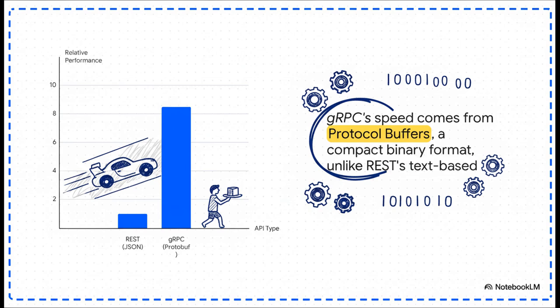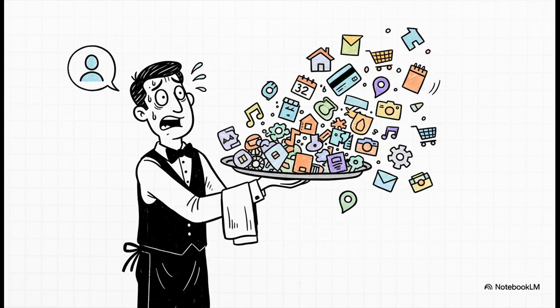It basically compresses data into a super compact binary format instead of the plain text that REST uses. Honestly, it's like the difference between sending a tiny zipped file versus mailing a huge handwritten letter. The efficiency is just on a completely different level. Okay, let's switch gears and look at another common problem with our good old universal waiter, REST.